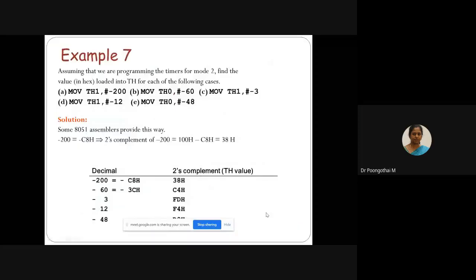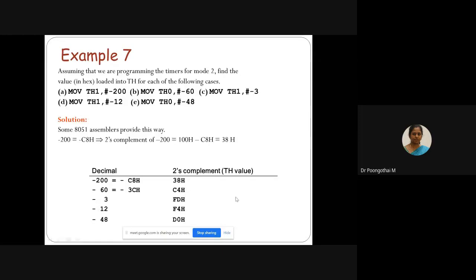And in the 8051 instruction set, we have a provision of representing the negative number in the instruction. Okay. So look at the first statement. Move TH1 comma hash minus 200. So this 200 is the negative number. So assume that we are programming the timer for mode 2.